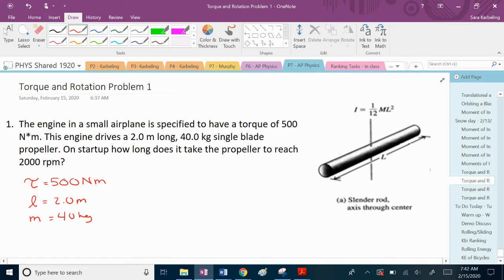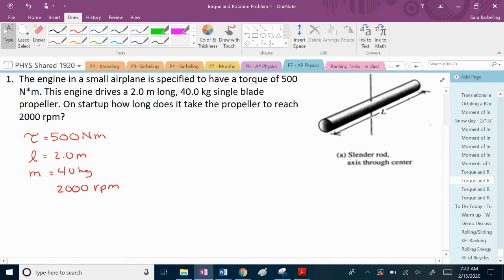And then it says, upon startup, how long does it take the propeller to reach 2,000 RPM? I don't know if you know RPM. If you don't, let me introduce you to it. RPM just means revolutions per minute. So instead of writing RPM here, I'm going to write this as revolutions per minute. And we can think about that in terms of, okay, what rotational kinematics variable does this relate to?